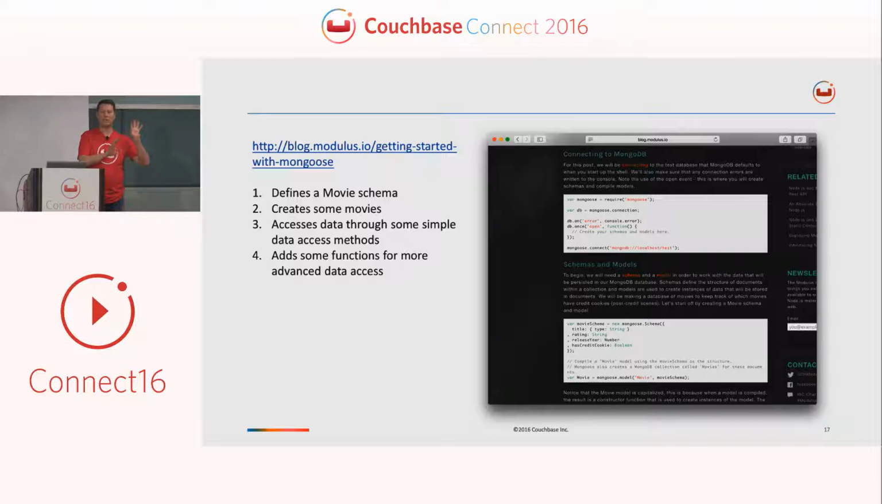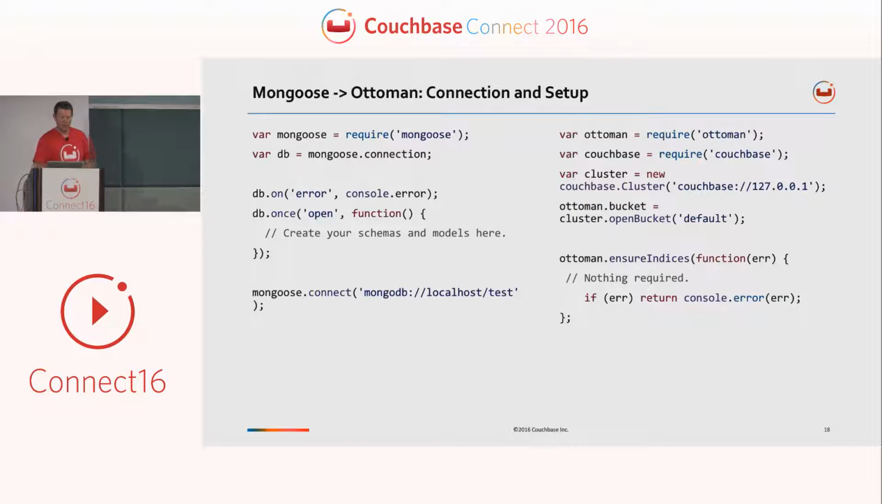So I'm going to give you a side-by-side comparison of what that would be between Mongoose and Ottoman. On the left-hand side here, what you have is Mongoose. In Mongoose, obviously, you have to have a reference to Mongoose itself. That's just bringing in that dependency. And then I'm specifying a database connection. Then you will open the database.